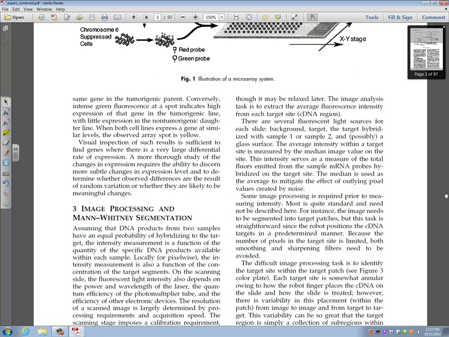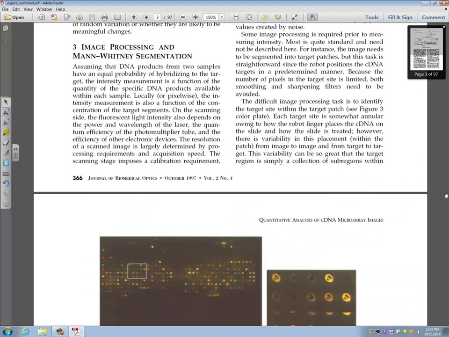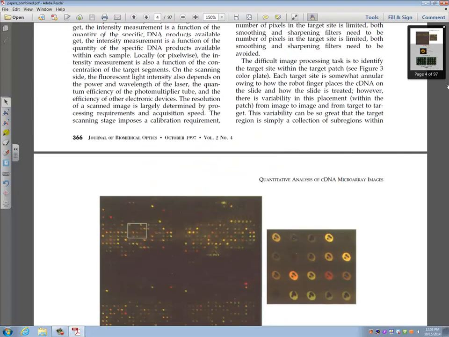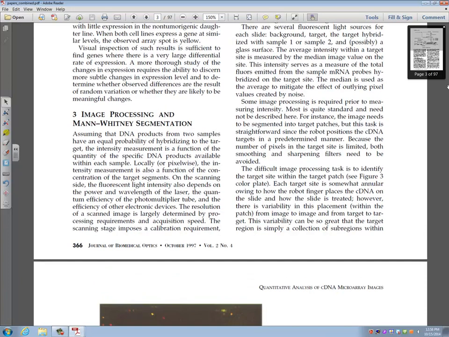Are you talking about the target mask or the target patch? Target mask, the red circle. No, let me see. I mean, the region where you choose the 8 lowest intensity pixels. Right. So anything above that will be in the target mask. Because I think the radius matters. Let's look at this.